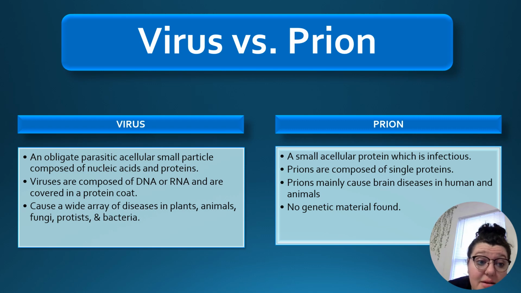So a virus is an obligate, parasitic, acellular, small particle that is composed of nucleic acids and proteins. Viruses are composed of either DNA or RNA and are covered in a protein coat. These cause a wide array of diseases in things such as plants, animals, fungi, protists, and bacteria.